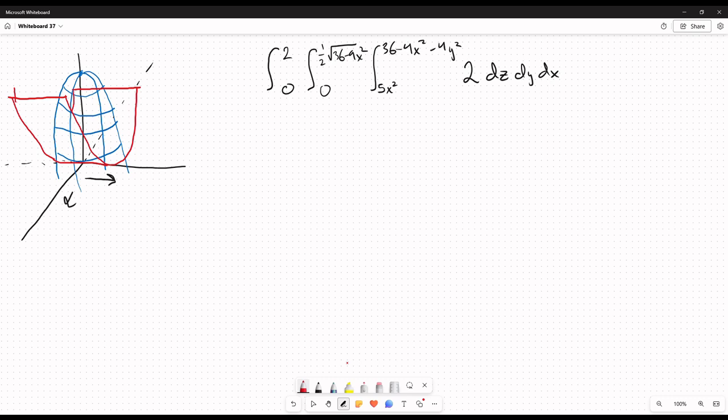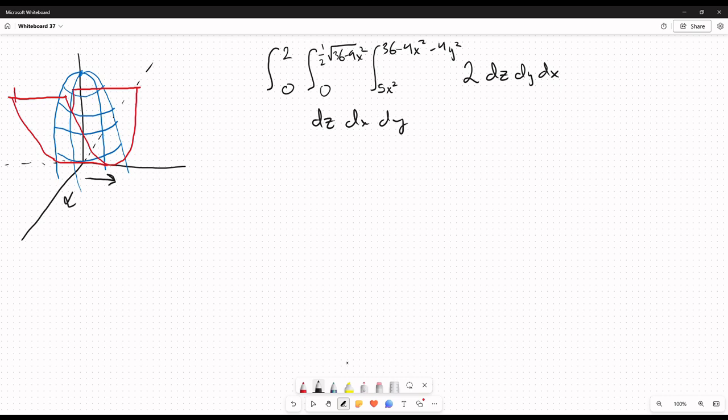In this first video, we're going to switch this to the order dz, dx, dy. And this is actually going to be the easiest change we can make. After this, it's going to start getting a little trickier. So we're going to think about this region that we had, which is, again, between these two shapes, all in the first octant. And I'm going to try to write some inequalities for all of these.